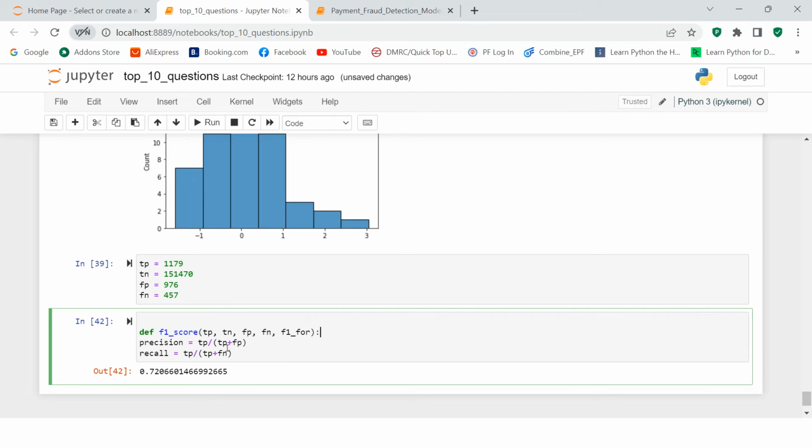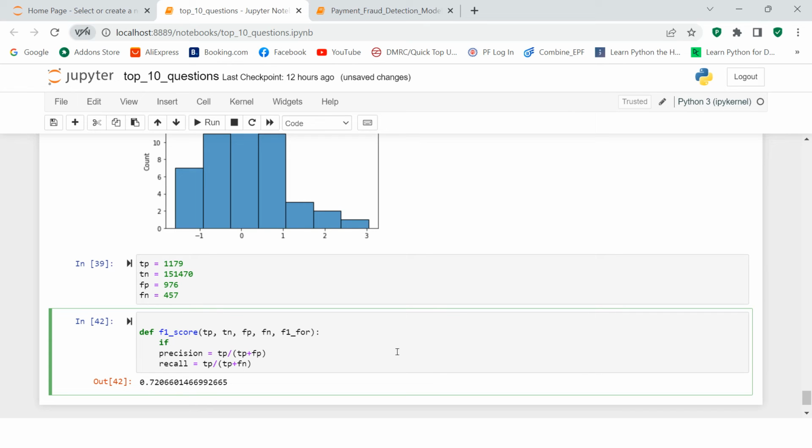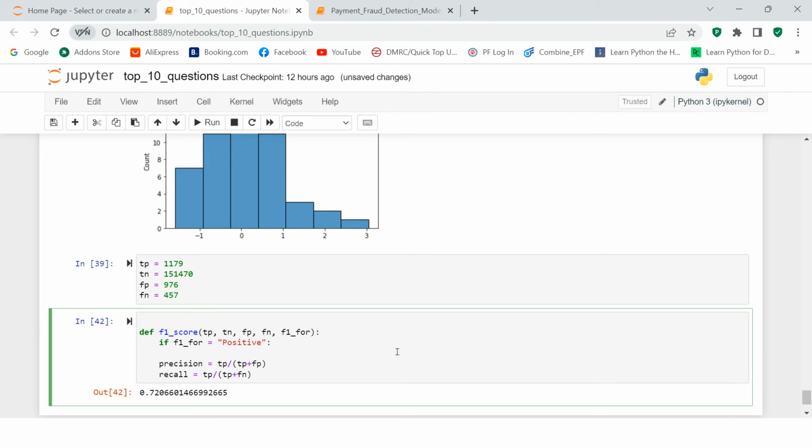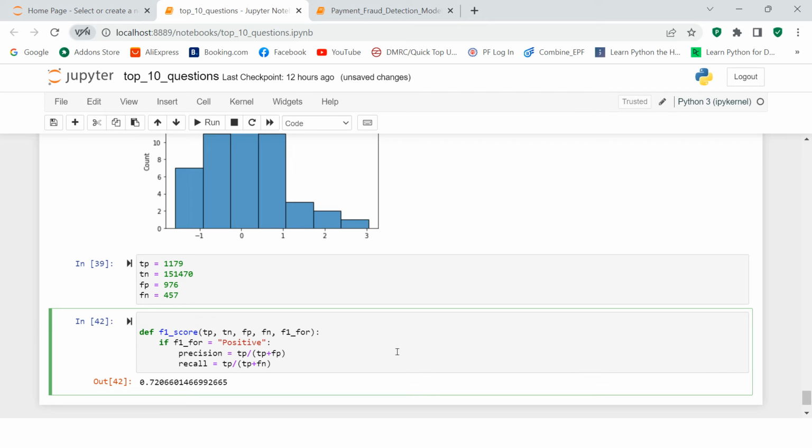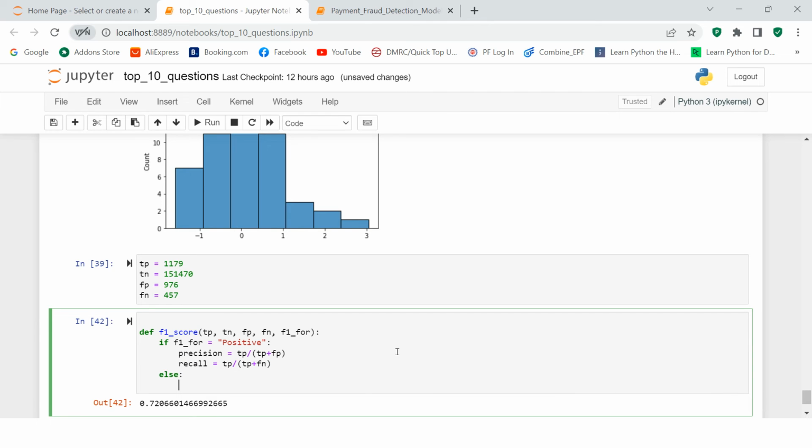Okay, and after that, it is very important: if your interviewer asks you to write the F1 score formula, you should ask whether he wants you to write this for positive cases or for negative cases, then you will be able to do it well. Otherwise here I'm just going to make it for both, right? So I would say if F1_for equals positive, then do this. All right, otherwise else do, and here the F1 score needs to be written.